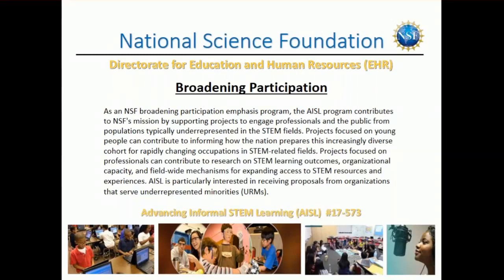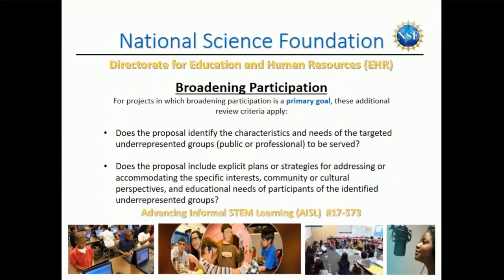In addition, I mentioned earlier that we're very much interested in broadening participation research. And for AISL, that can come in many different forms. It could be broadening participation work that's really helping to achieve access for diverse communities through looking at STEM learning outcomes, looking at organizational capacity, and also looking at field-wide mechanisms that are expanding access to STEM through resources and experiences. And then finally, like most programs within the foundation, we are very much interested in receiving proposals from organizations that serve or target underrepresented groups and communities.